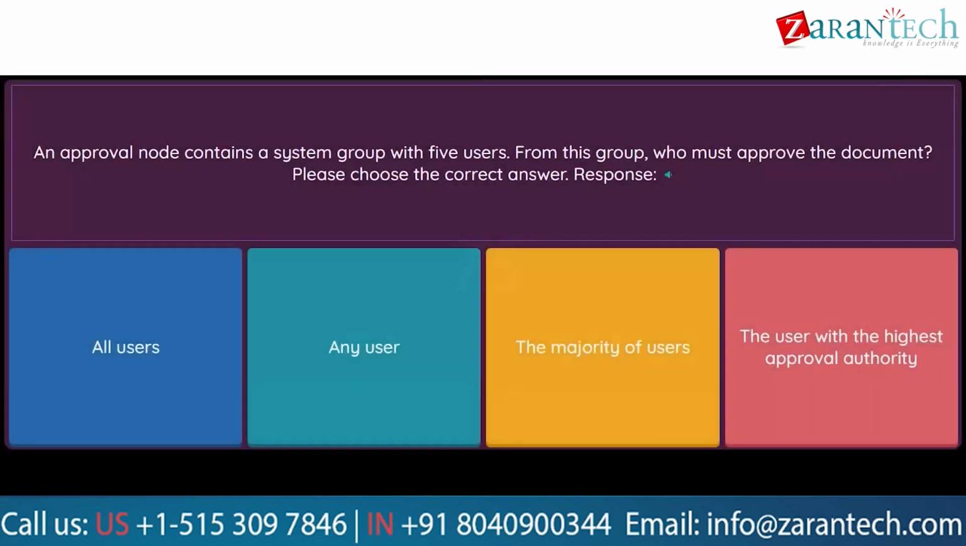Question: an approval node contains a system group with 5 users. From this group, who must approve the document? Please choose the correct answer. Response. Option 1, all users. Option 2, any user. Option 3, the majority of users. Option 4, the user with the highest approval authority.